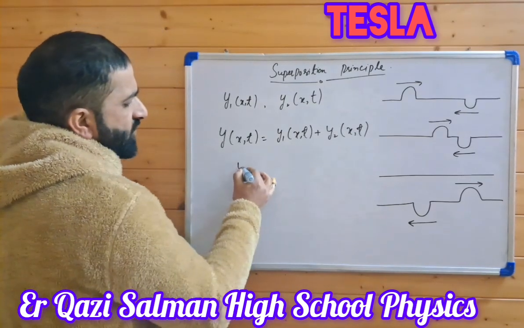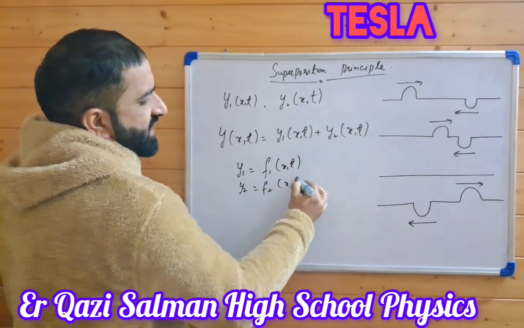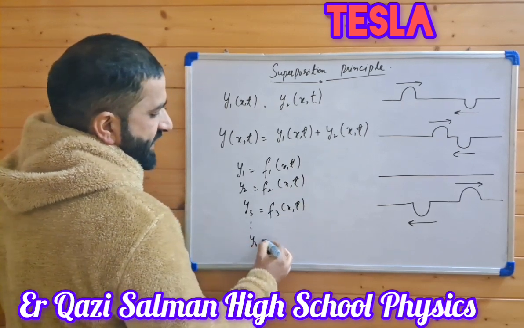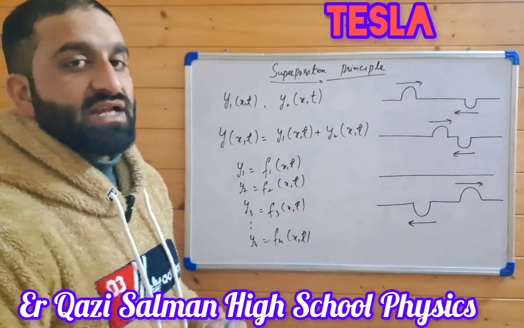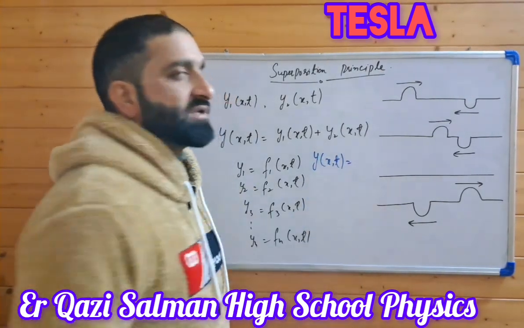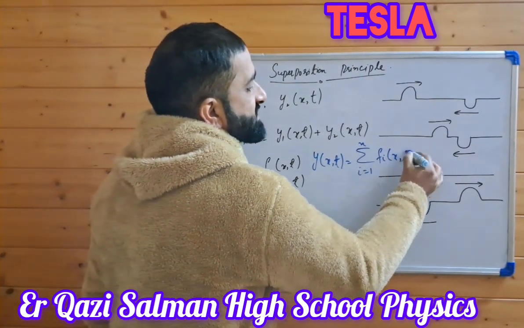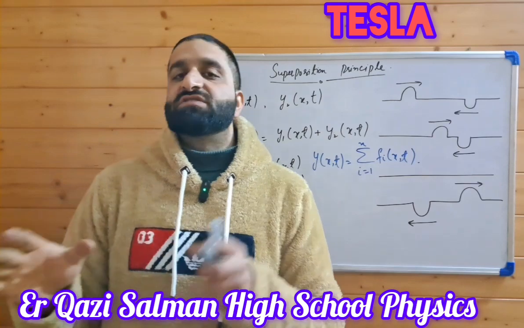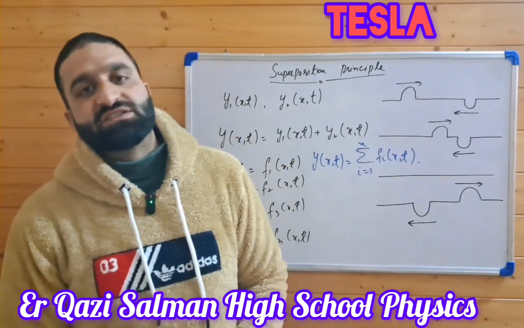Now if we see, y1 is equal to f1(x, t) and y2 is equal to f2(x, t) and y3 is equal to f3(x, t) up to yn is equal to fn(x, t). When these waves superpose at a point, the resultant wave's displacement will be equal to y(x, t). That will be equal to the algebraic sum, that is the summation, i running from 1 to n, of fi(x, t). This is the principle of superposition. It just tells us that when a number of waves meet at a point, the resultant displacement of the waves will be equal to the algebraic sum of the displacements of the waves.